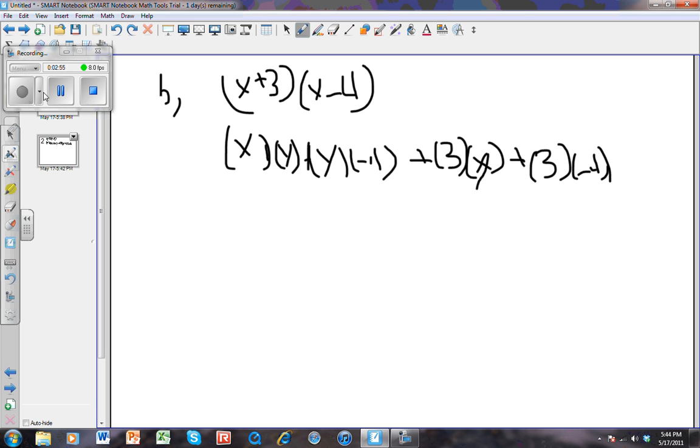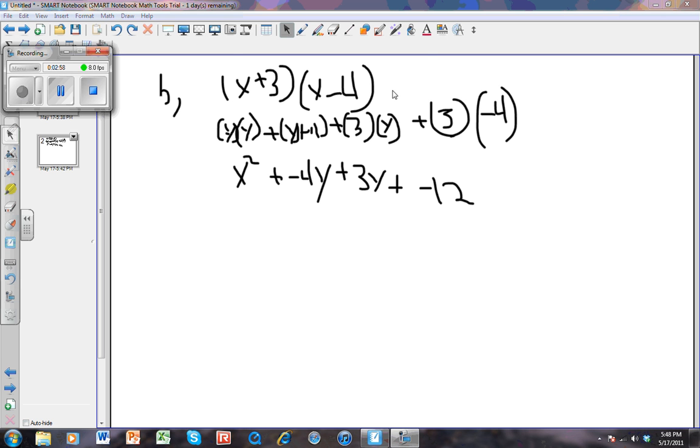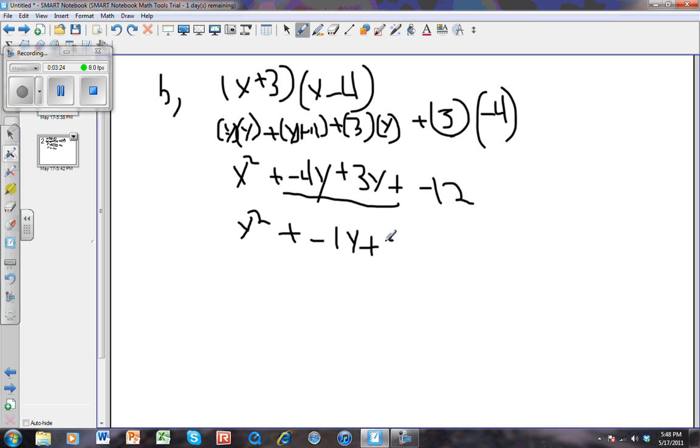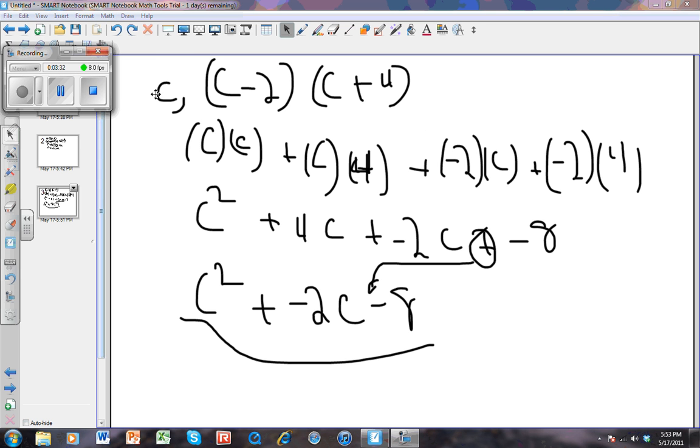Hold on. Okay, so I sort of worked it out. I think my pad's kind of broken a bit. But I wrote it out. It's y squared plus negative 4y plus 3y plus negative 12. So then I could simplify this by putting these two together. So it's going to be y squared plus negative y minus 12. There. And that's B.